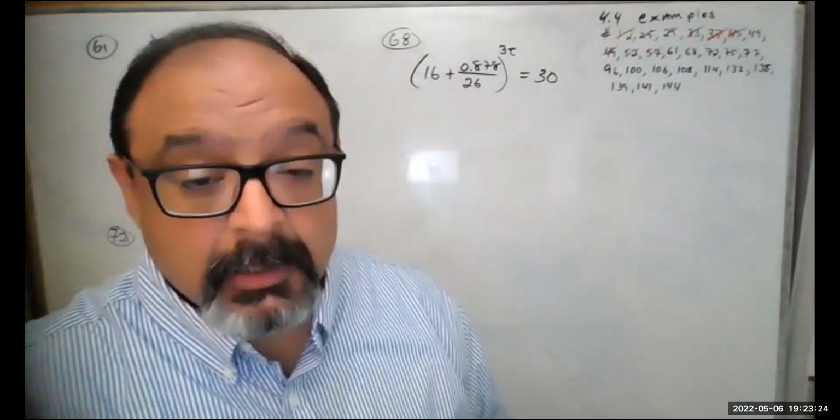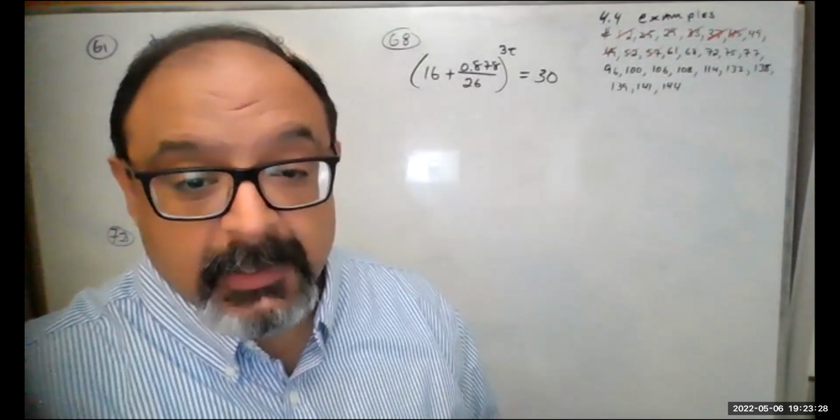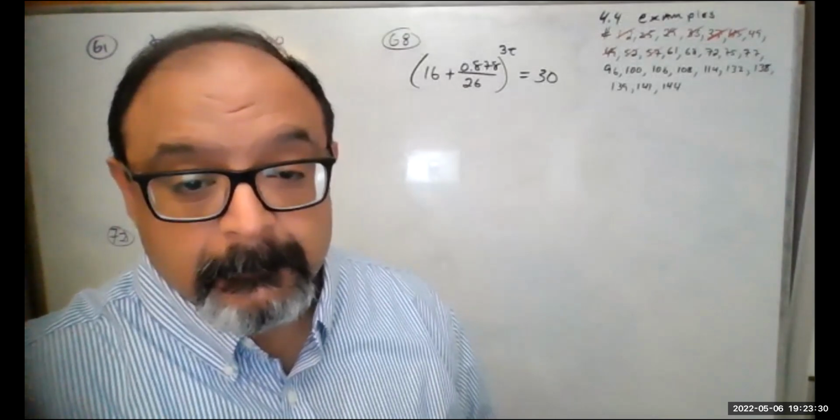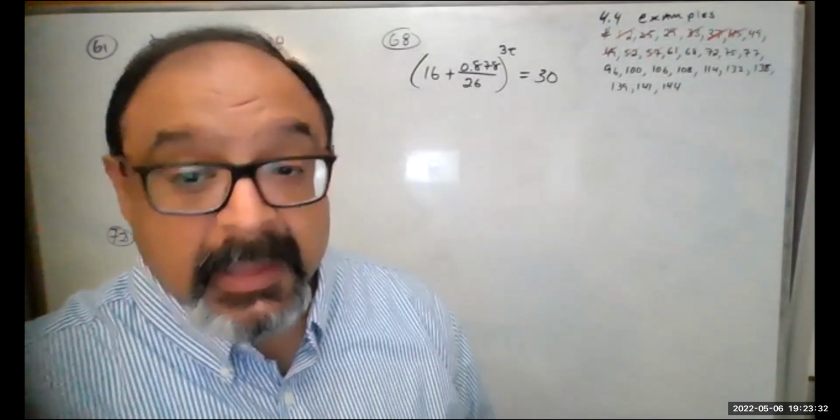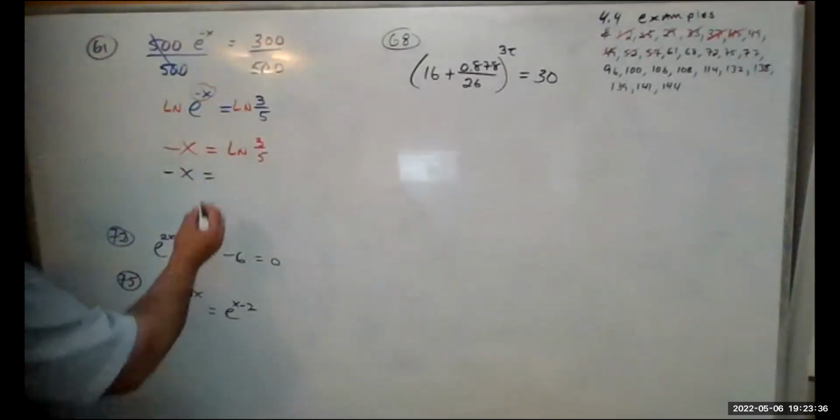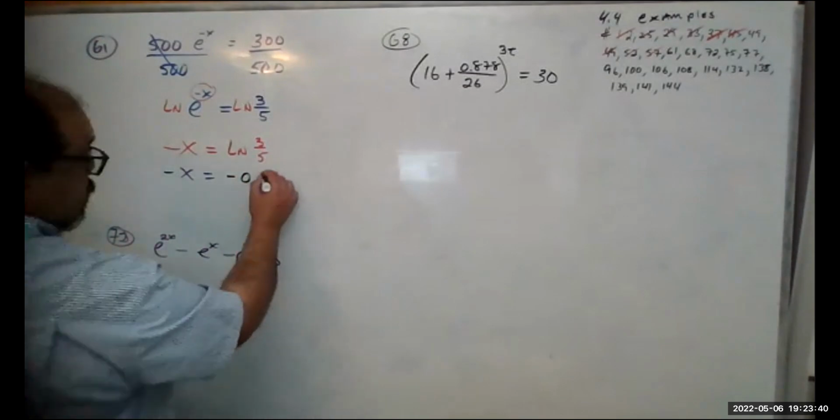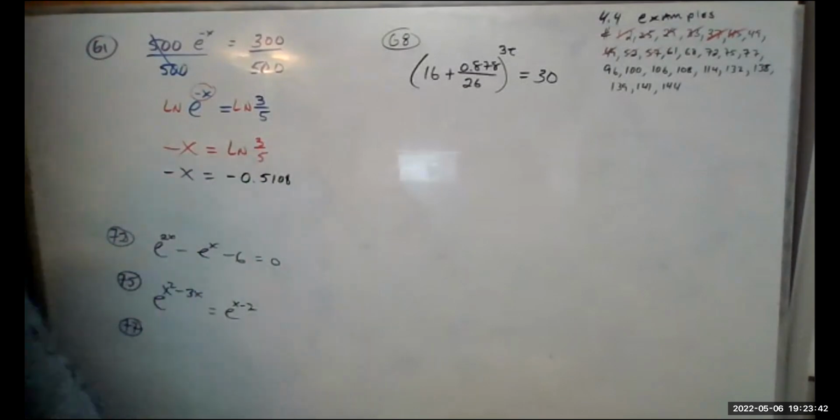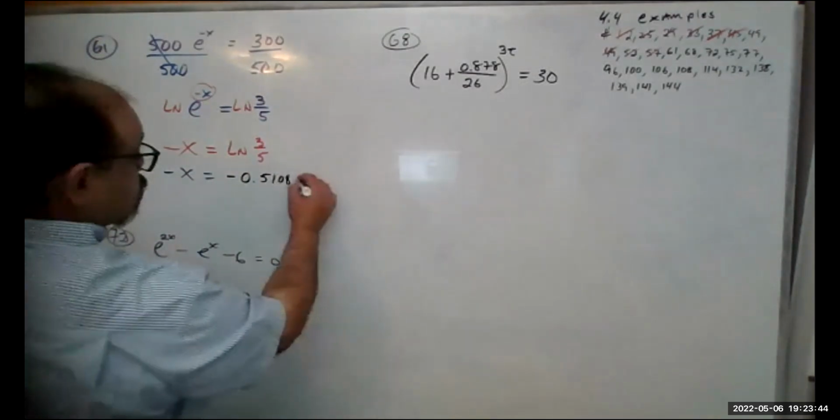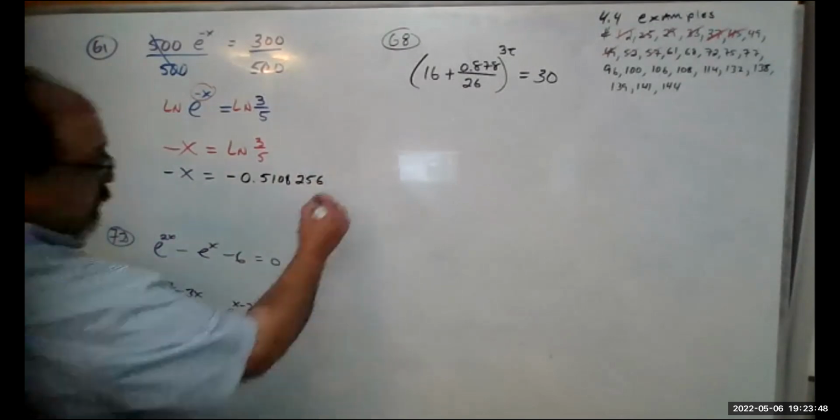Got a natural log of 3/5. It's a negative. So it's negative 0.5108.